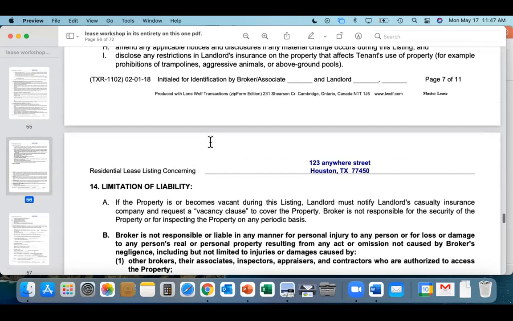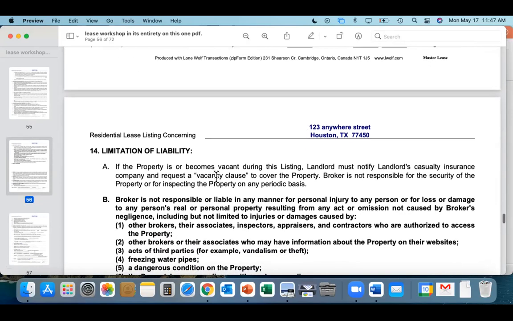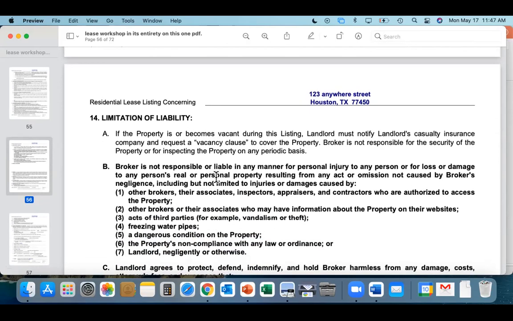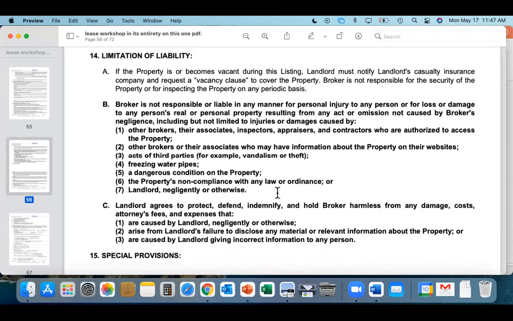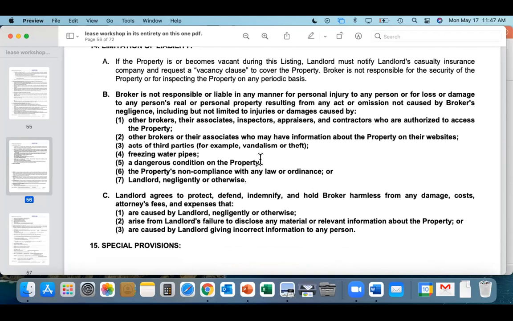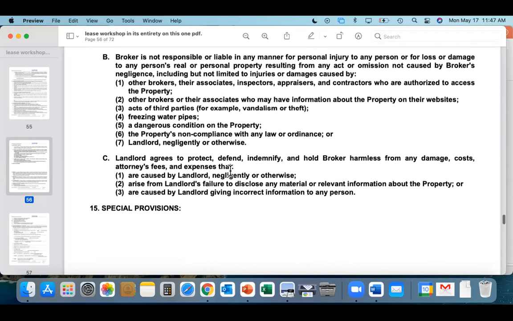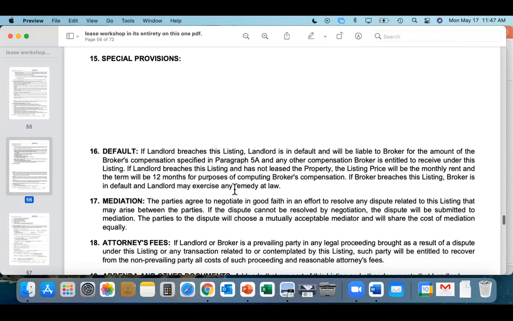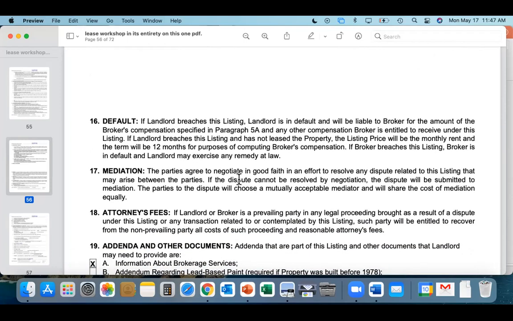So we are still on the residential lease. We're on paragraph 14, limitation of liability. We have the same paragraph in a regular listing that we put up for sale. This just talks about how we're not responsible for freezing water pipes, damage to the property, and those things. It's a typical paragraph that we see in all of our listing agreements.